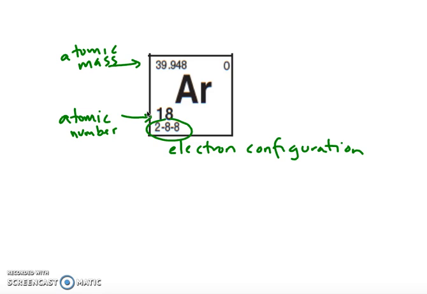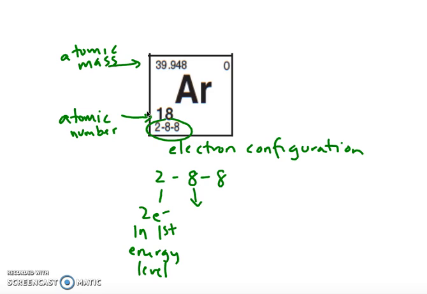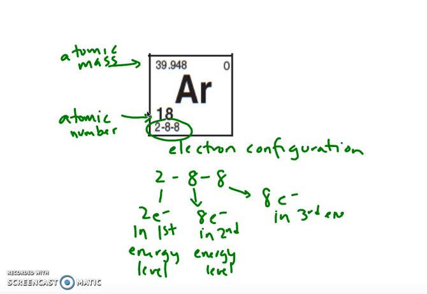Okay, this is going to give you some very simplified information about where we can find the electrons in this particular element. So the 2-8-8 means, let me rewrite this here, that there are 2 electrons in the first and lowest energy level. The second number tells you that there are 8 electrons in the second energy level. This third number, of course, I'm guessing you're already guessing, means that there are 8 electrons in the third energy level.